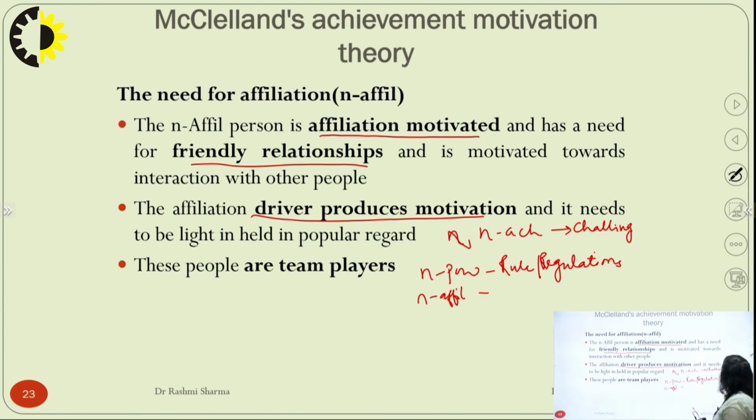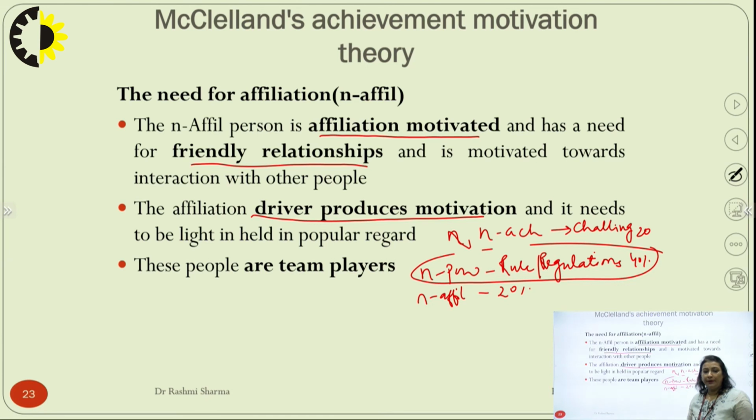If a particular person has 40% of this and 20% of this and 20% of affiliation, then in that case, the person has more need for power, and we should give that person leadership work, or that person should take a position in police, IAS officer, in army, or in politics. So we have to identify the need.